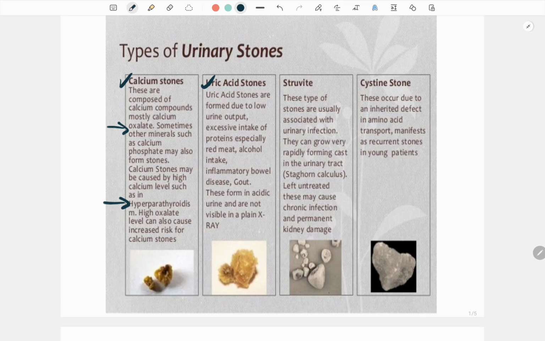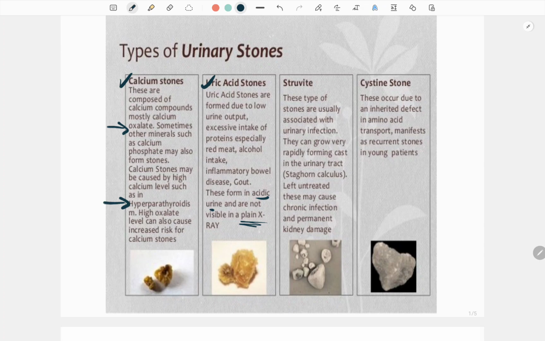Uric acid stones are formed due to low urine output or the excessive intake of protein, especially red meat, alcohol intake, inflammatory bowel disease, or gout. This forms in the acidic urine, and they are not visualized by the plain X-rays.